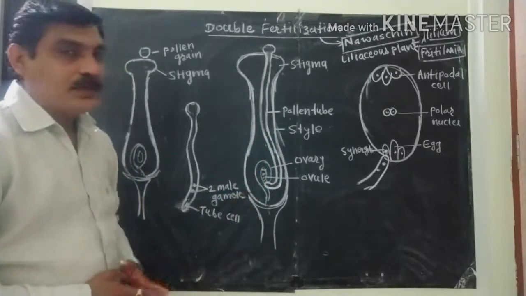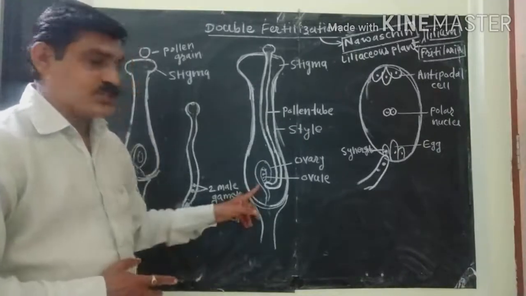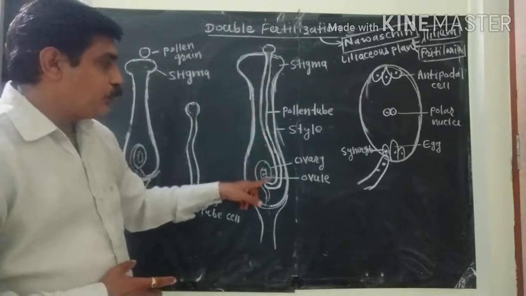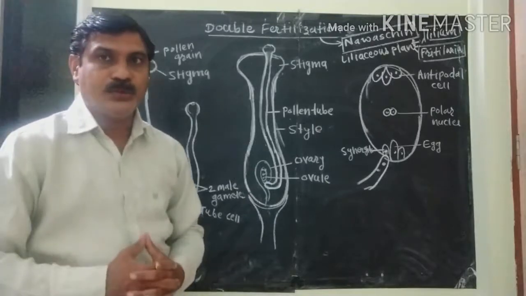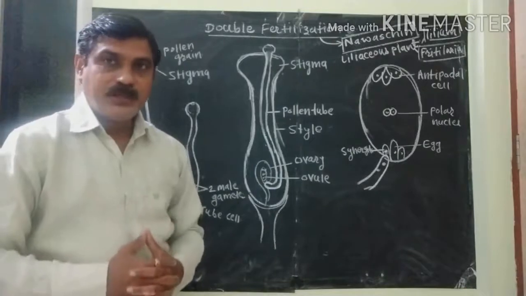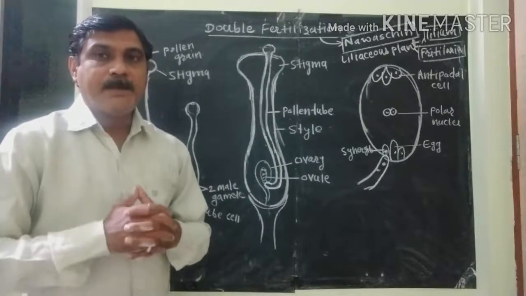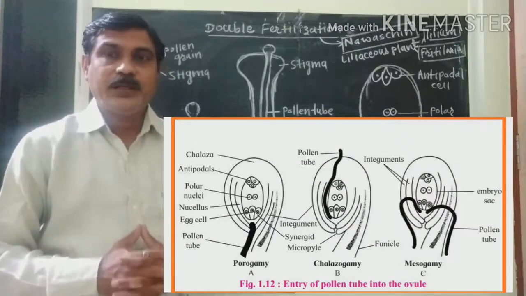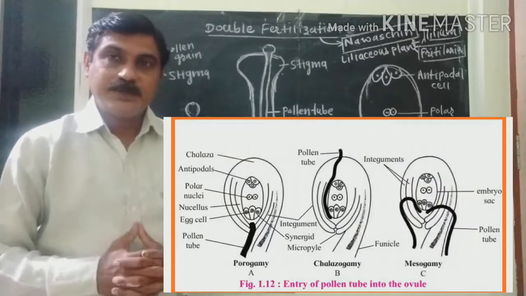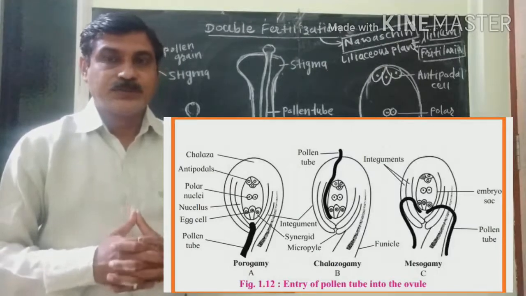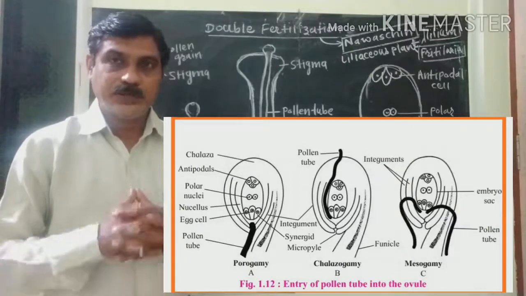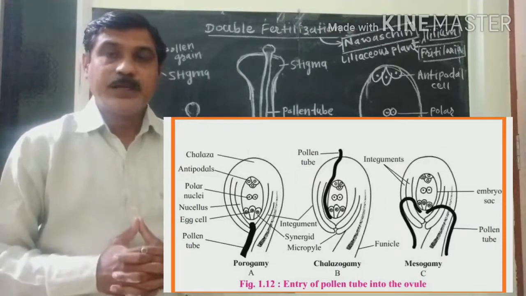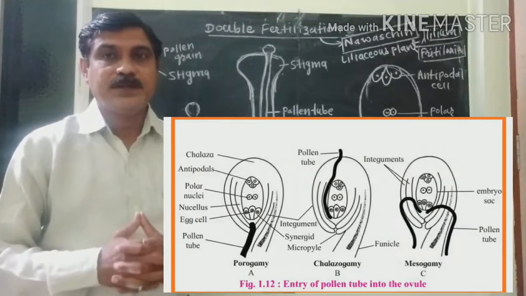This growth takes place due to the chemical produced by the synergids, which are present in the embryo sac. Now, the entry of the pollen tube into the ovule takes place in three ways. Usually, the entry of the pollen tube takes place through the micropyle of the ovule. This is known as porogamy. In some plants, entry of the pollen tube takes place through the chalaza. The process is known as chalazogamy. In some plants, the entry of the pollen tube takes place through the integuments. The process is known as mesogamy.